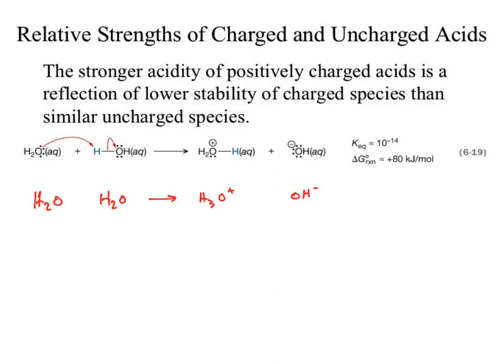But ultimately, what we're zeroing in on is the stronger the acidity. However, a positively charged acid is a reflection of the lower stability of the charged species, similar to uncharged. So it's just saying charged is more unstable than uncharged. That's it. That's all we want. Which makes sense because it's how we've addressed virtually everything, all the way back to atomic structure. We have a proton. What needs to be with a proton?